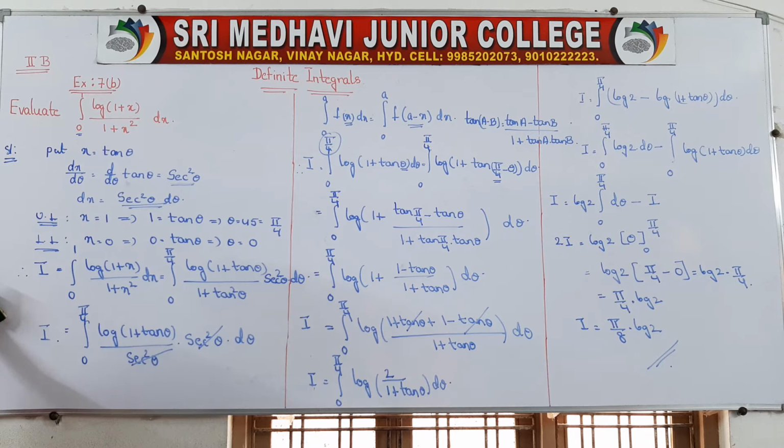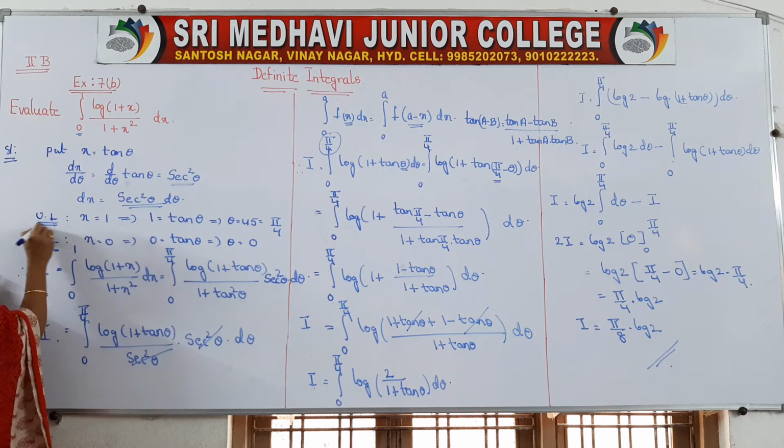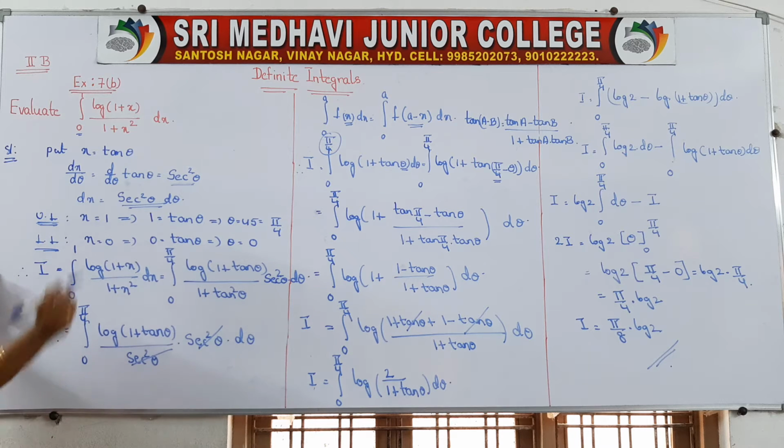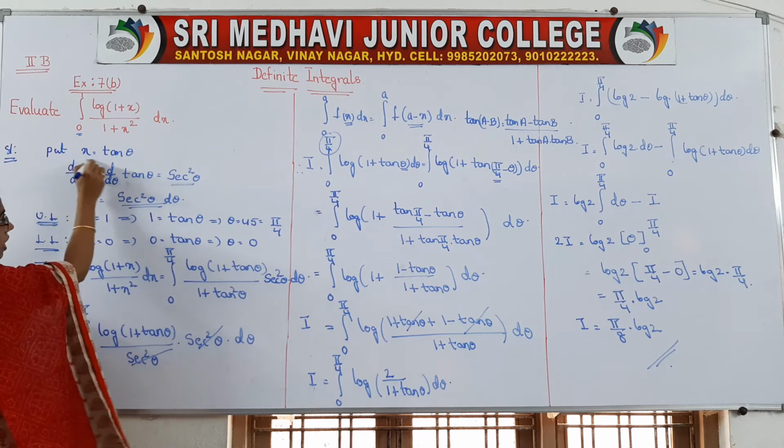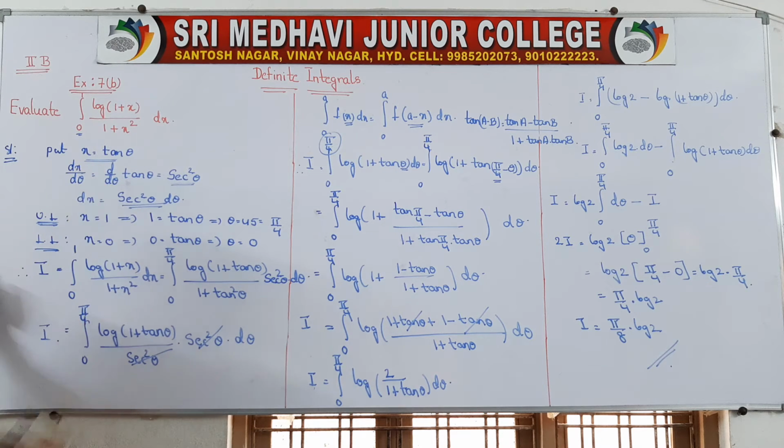So the limits in the given problem are in terms of x, from x equal to 0 to x equal to 1, lower limit and upper limit, isn't it? So we have to change the limits also. What is the upper limit? x is equal to 1 in the given question. So substitute that x equal to 1 in this value.